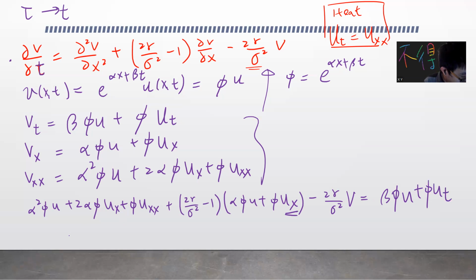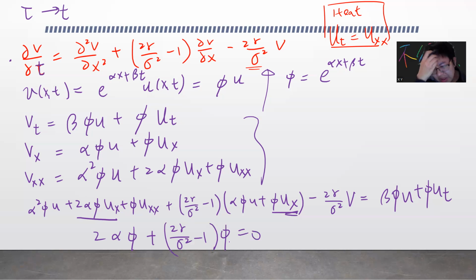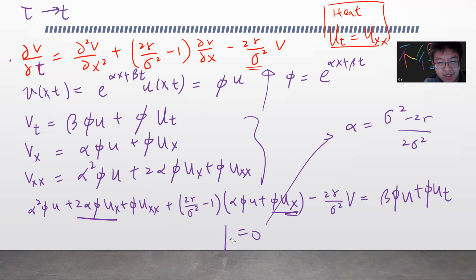So you can see that there's a way to cancel it. So we want the u_x term and the u_x term to cancel. That means that our 2 alpha phi plus 2r divided by sigma squared minus 1 times phi needs to be 0. Is this correct? Yeah. So this will solve our alpha to be sigma squared divided by 2r divided by 2 sigma squared. Looks okay. So this is our alpha choice. Once I choose this alpha, then I can ignore these two terms.